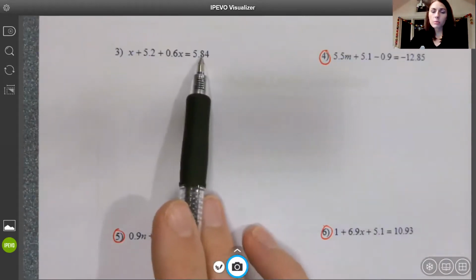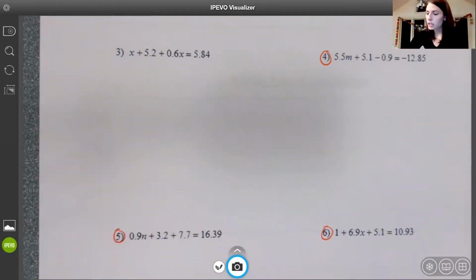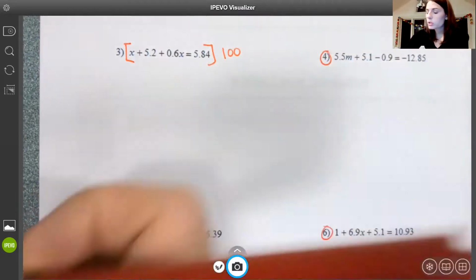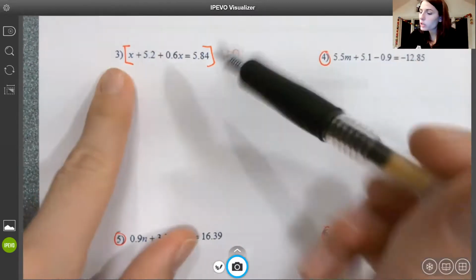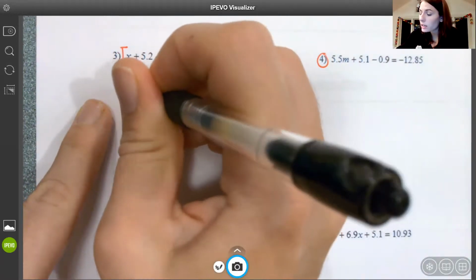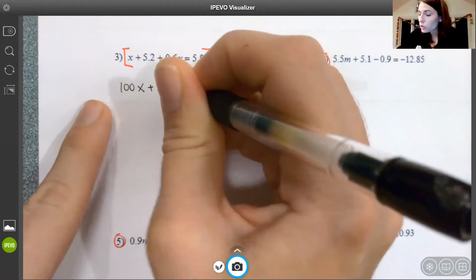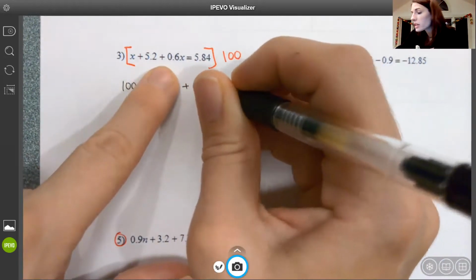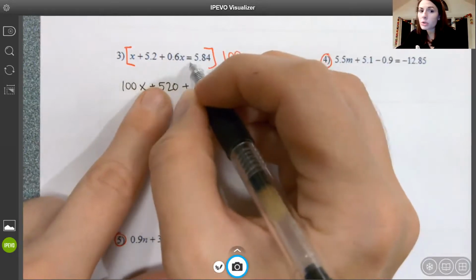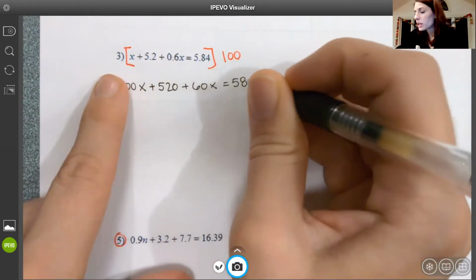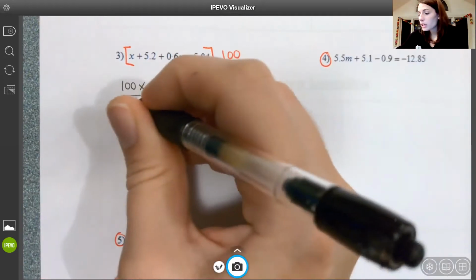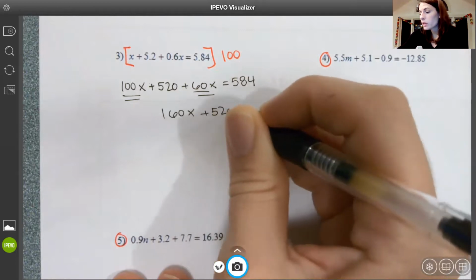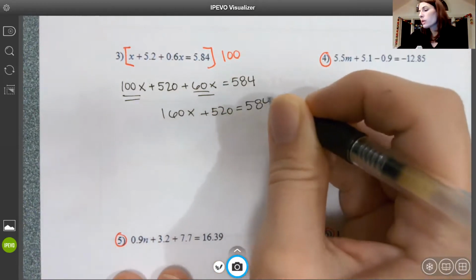So again, I'd have to multiply by 100 to clear the decimals across the board, and just be really careful to multiply everything by 100. So my first term would become 100x plus 520 here, moving my decimal over 2, plus 60x, again moving my decimal over 2, equals 584. Combining like terms, that gives me 160x plus 520 equals 584.